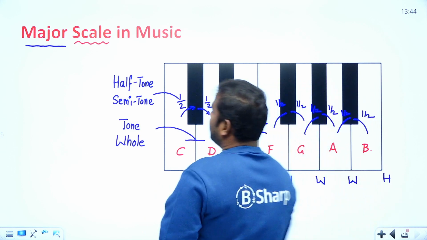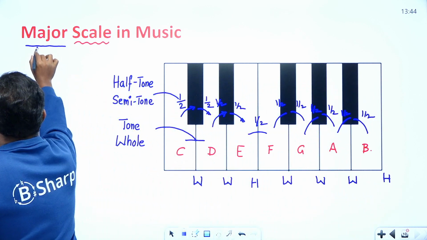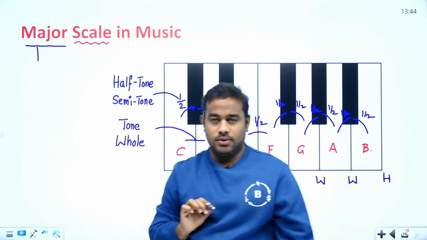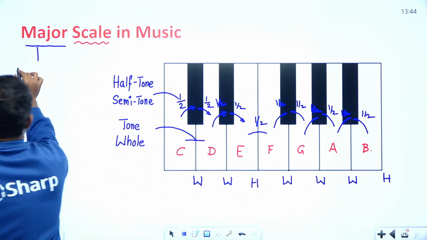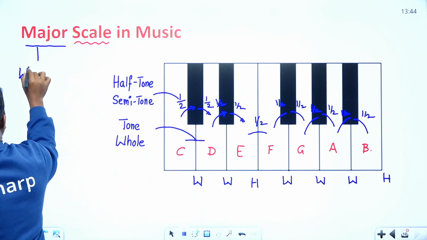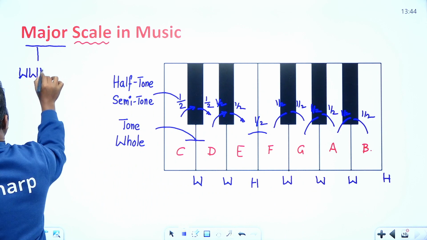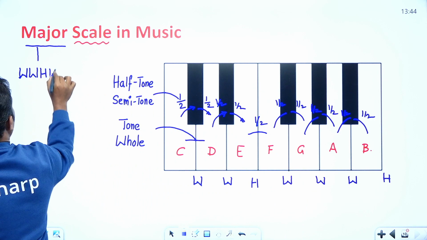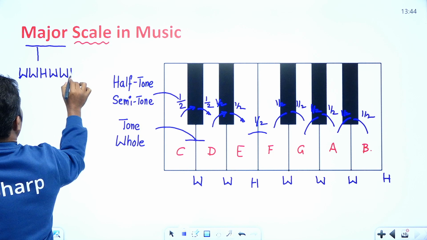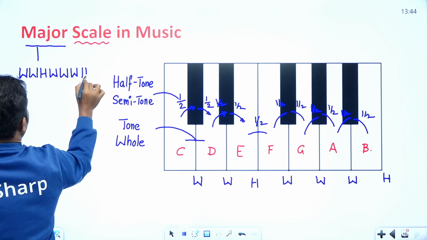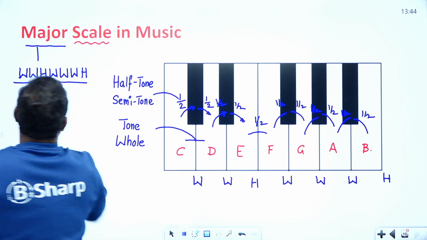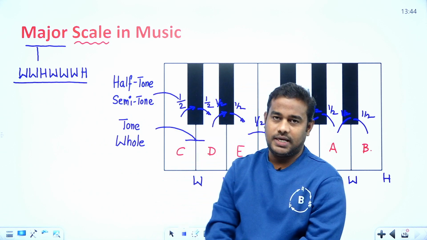That's the reason why whenever we write the major scale, it is written like this: whole, whole, half, whole, whole, whole, half. So this is the way to represent the major scale.